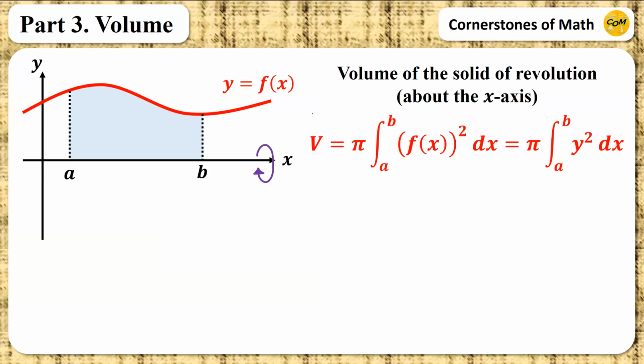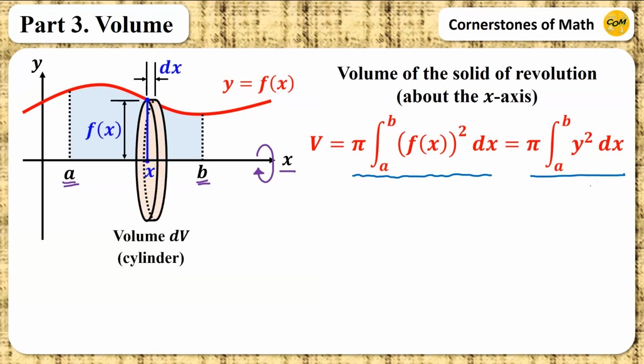The volume of the solid of revolution formed by revolving the area under the graph of y equals f(x) from x equals a to x equals b about the x-axis is given as pi times integral from a to b of f(x) squared dx, or in a simpler notation, sometimes it is just written as pi times integral y squared dx. Now many of you might already know how this formula is derived, but I will just briefly mention here since we have to do the similar thing in the next part.